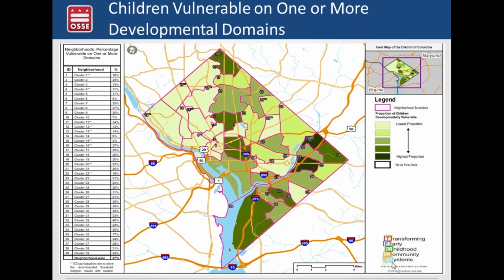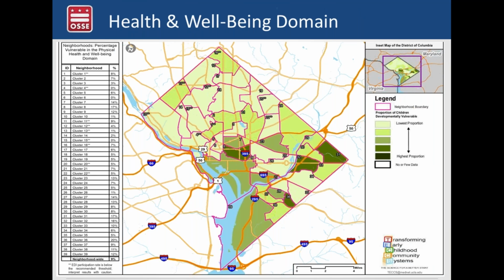So it's not always exactly what you'd expect, and I think that's where some of the gems of these maps are. The next slide is going to show a map of the percent of children who are vulnerable in health. I think we can go on to that slide.